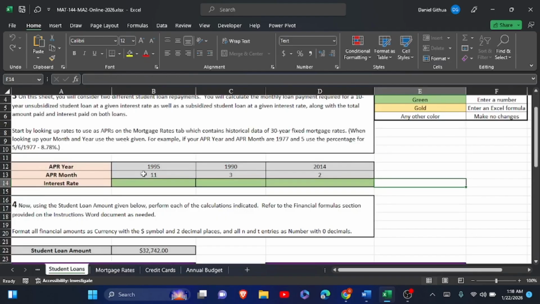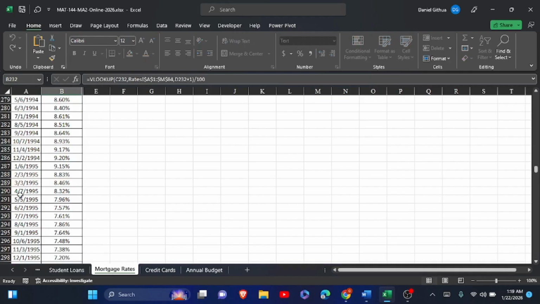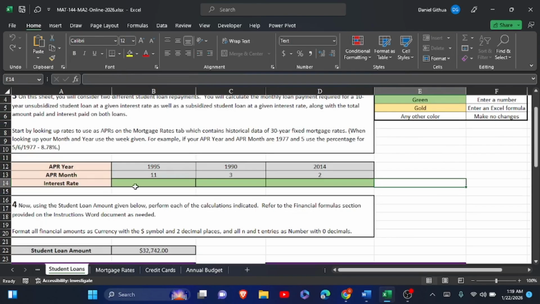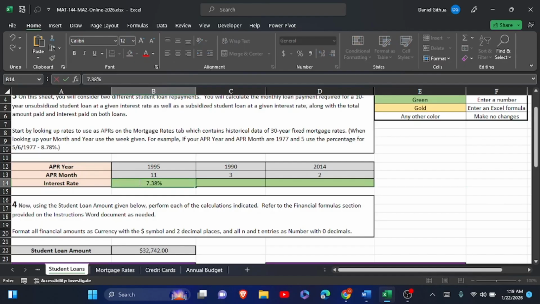The first one is to find the mortgage rate for 1995 month 11. So we come to mortgage rates and find month 11, which is 11 1995, this one. So we use 7.38%. We come here and type 7.38%. Then you do the same.